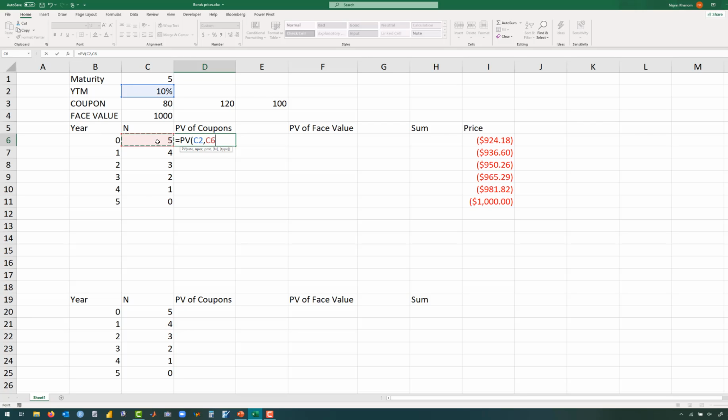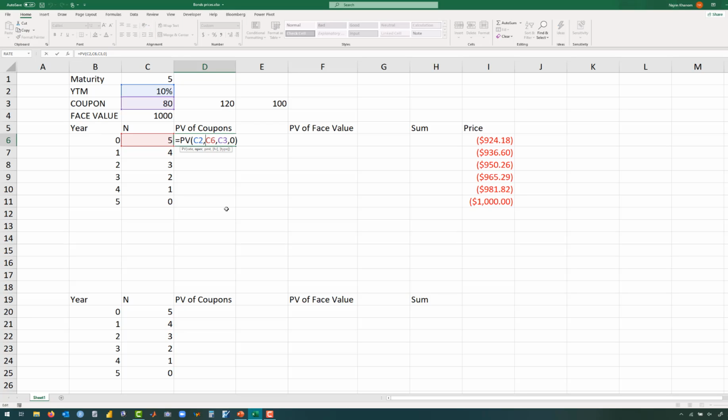So 10%, today there are 5 coupon payments remaining. These coupon payments are worth 80, and we're just finding the present value of the coupon payments, so we are not going to take the face value right now, so we'll keep this at 0. The reason we are doing this is we are trying to understand why the price of this discount bond is going up over time. To understand that, we want to see the dynamics between coupon payments and the face value.